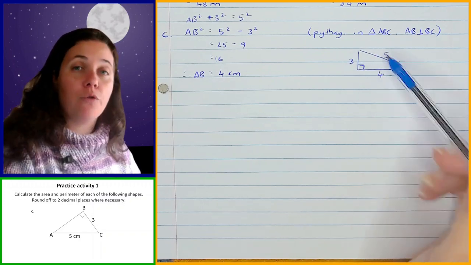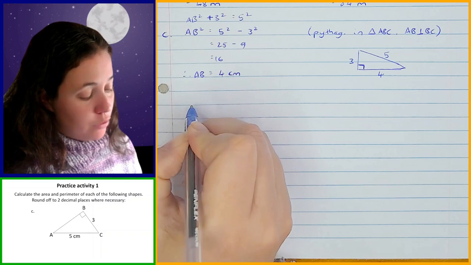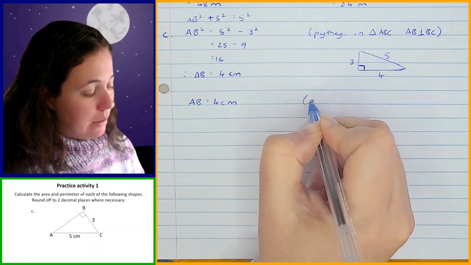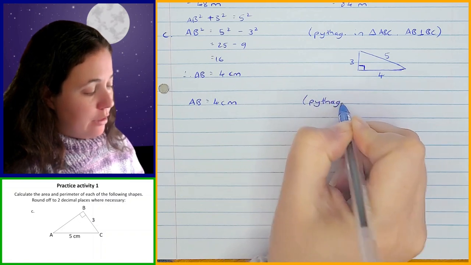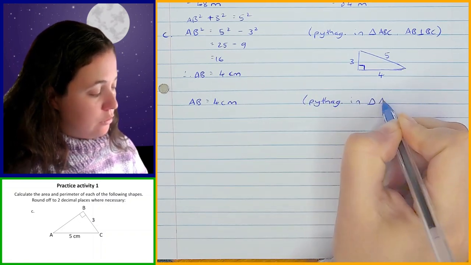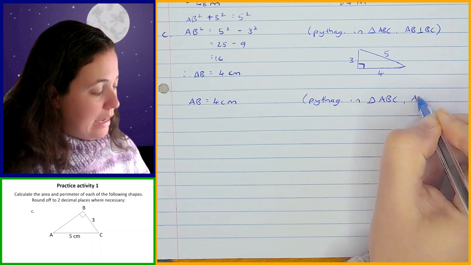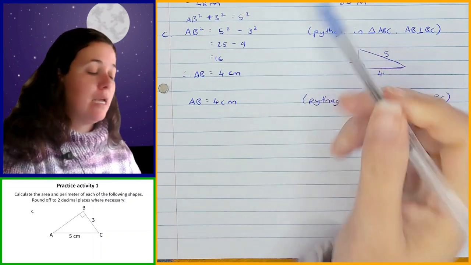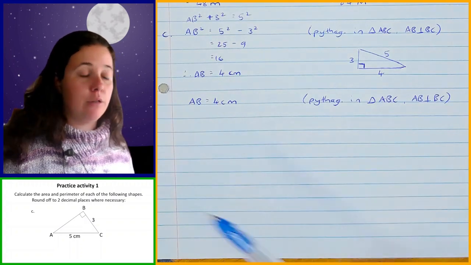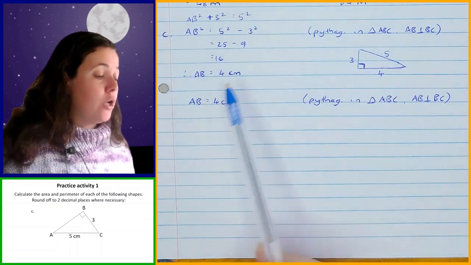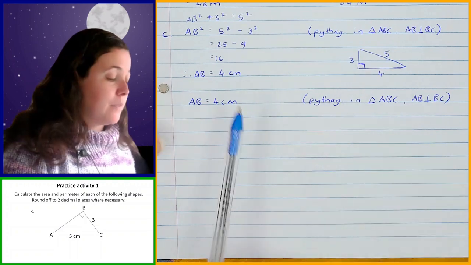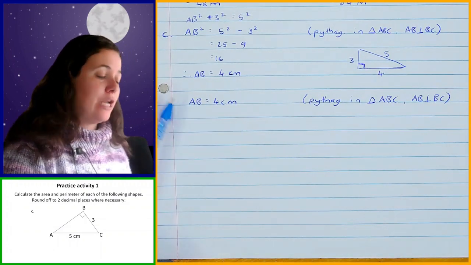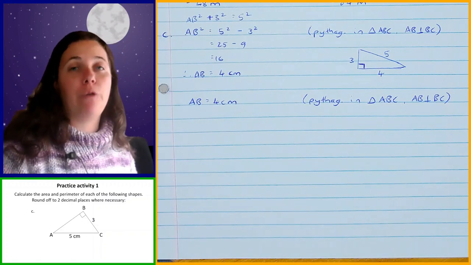Okay, it's a 3, 4, 5 triangle. So I could have gone straight ahead and said AB equals 4 centimeters, and my reason would have been the Pythagorean theorem in triangle ABC with AB perpendicular to BC, without having to show all of the working out. Because now that you know how to use the Pythagorean theorem, you know how to work it out. Now you can start taking a little bit of a shortcut, and you can skip the working out when you're working with the 3, 4, 5 triangle.